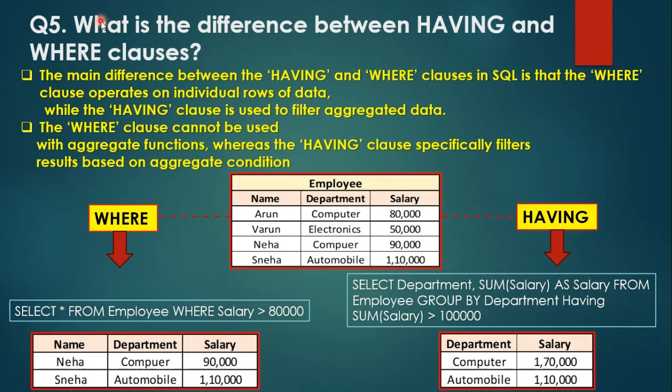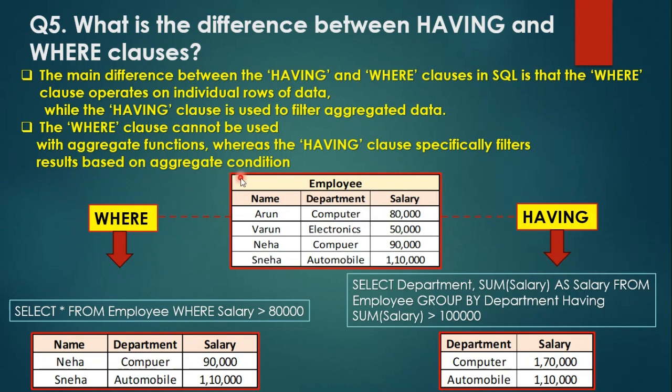Then question number five: what is the difference between the having and where clause? This is again an important question. The main difference is that the where clause operates on individual rows of data, so it operates row-wise. The having clause is for filtering aggregated data. The where clause cannot be used with an aggregate function, whereas the having clause filters the result based on the aggregation condition.